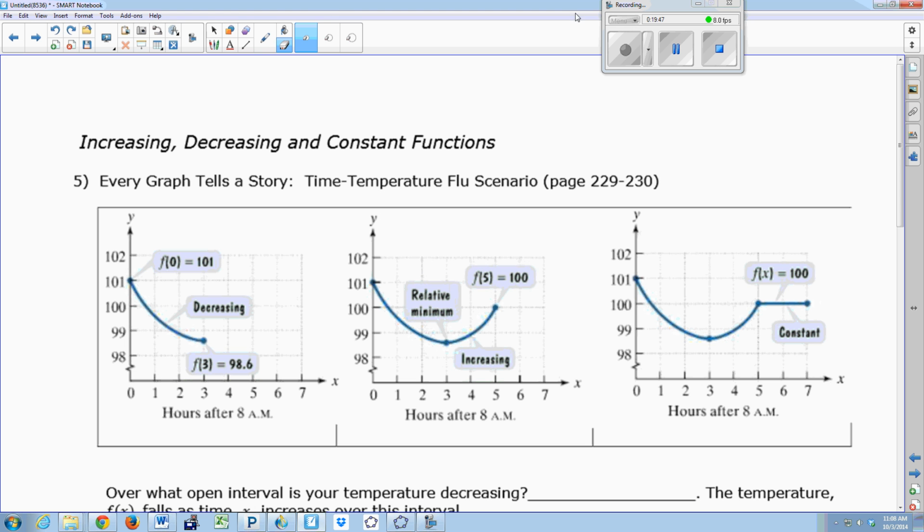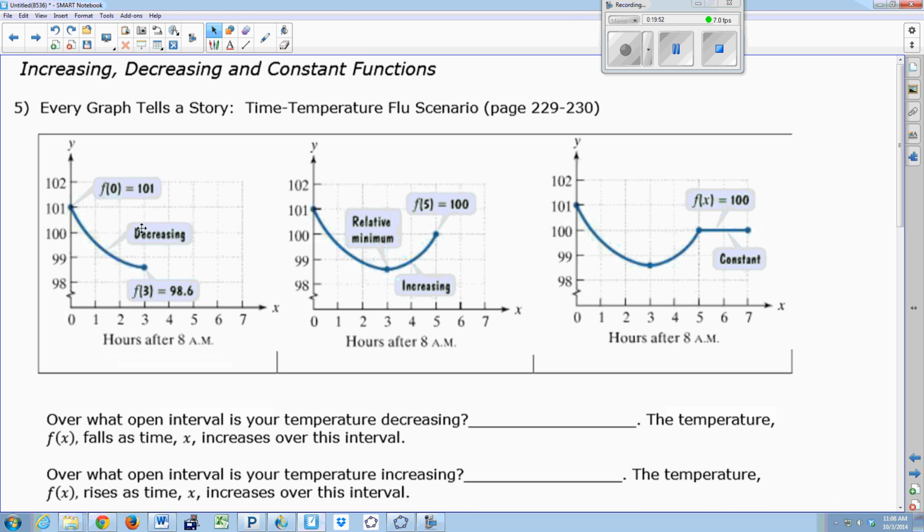Okay, now this next thing is, I think, a fairly intuitive idea, and I like the way your book approaches this. Your book has this little story about someone having a fever because they have the flu over time. It's on page 229 and 230 in your book, and I think it takes away from the scariness of looking at the definition of increasing, decreasing, and constant intervals when you just look at the algebraic definitions. You get a feel for this.